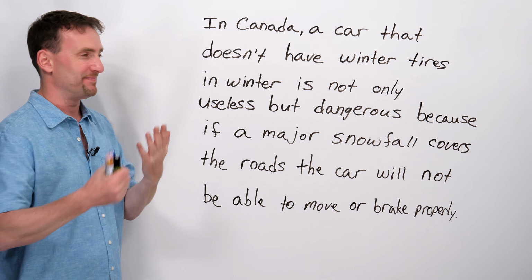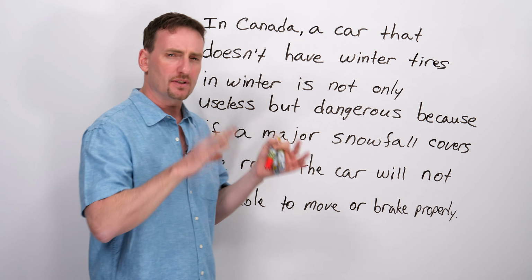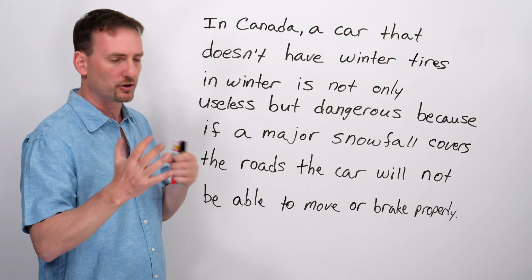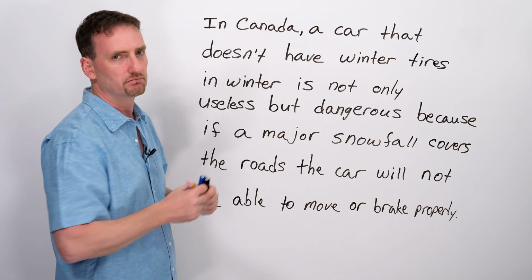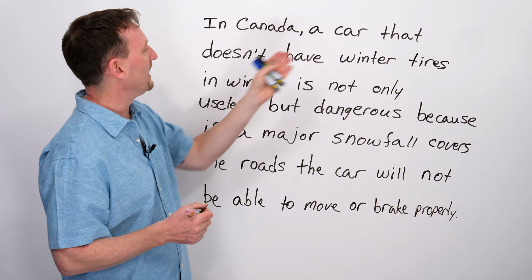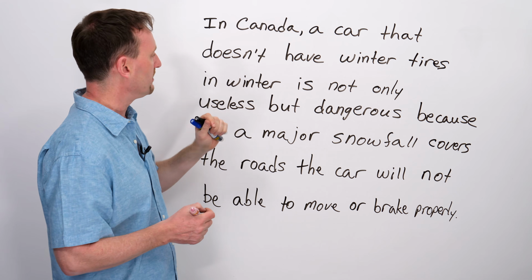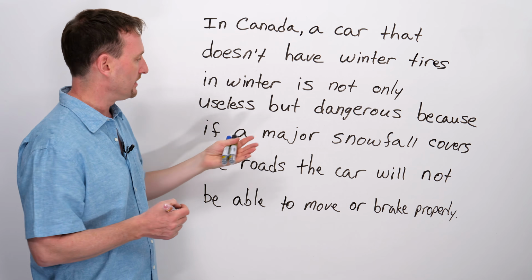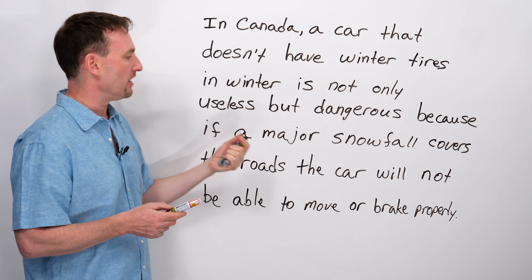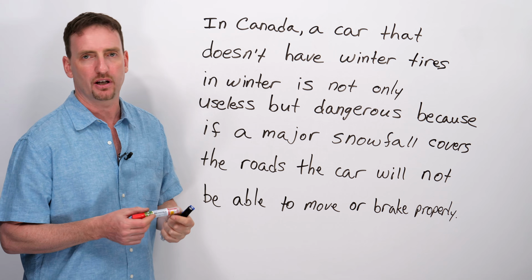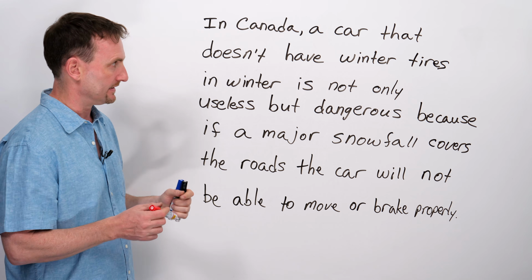Okay. Are you ready? Okay, we're going to walk through this. This one's a little bit easier. There's fewer clauses, so it should be more clear. In Canada, a car that doesn't have winter tires in winter is not only useless but dangerous, because if a major snowfall covers the roads, the car will not be able to move or brake properly. That's the sentence.